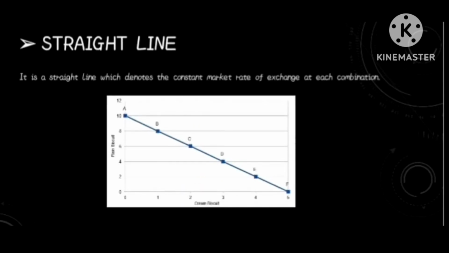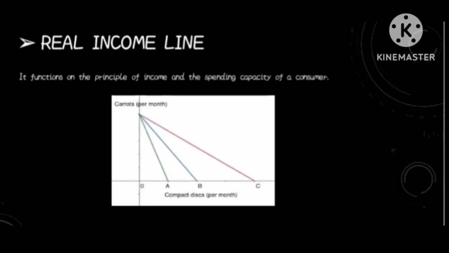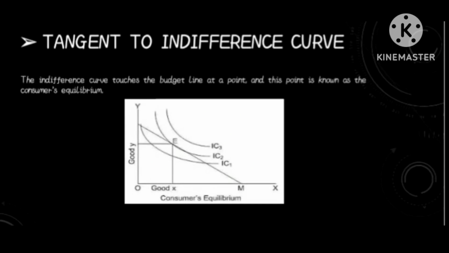Okay, number 2 is straight line. It is a straight line which denotes the constant market rate of exchange at each combination. In the previous lecture we discussed in detail the market rate of exchange, because budget line depends on the market rate of exchange. Okay, third one is the real income line. It functions on the principle of income and the spending capacity of a consumer, and we will see the rotation of the budget line.